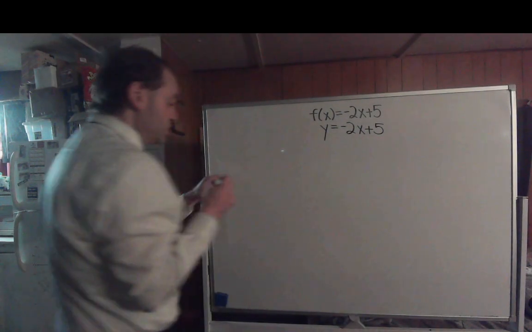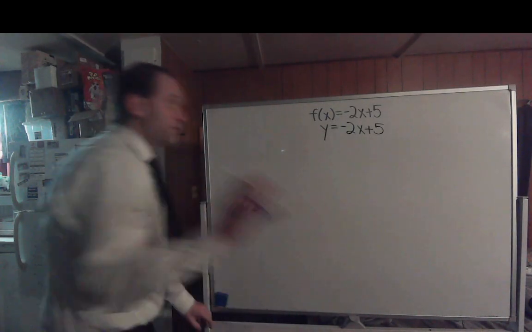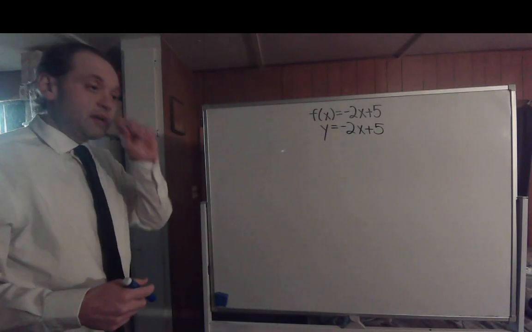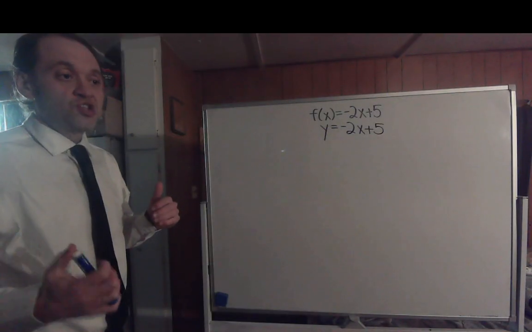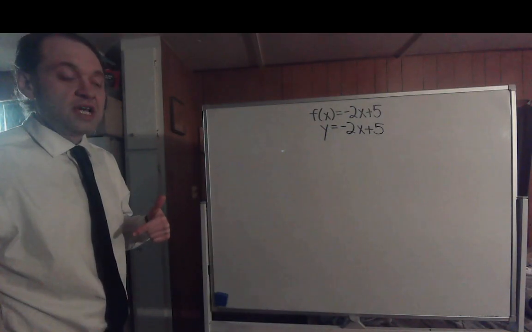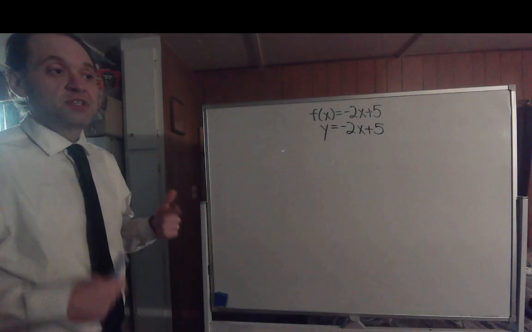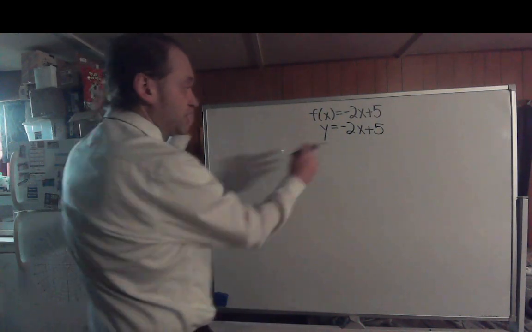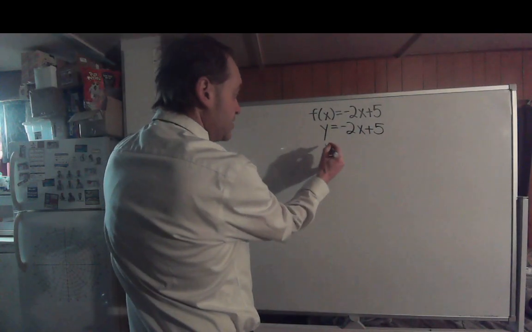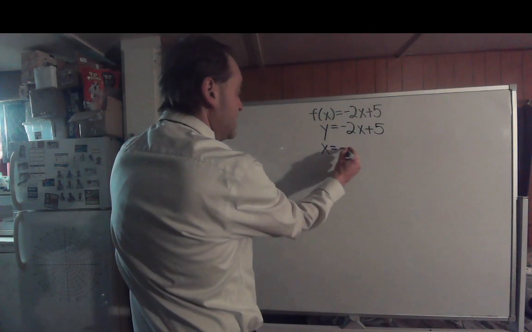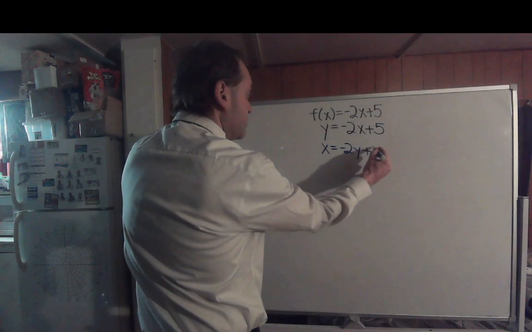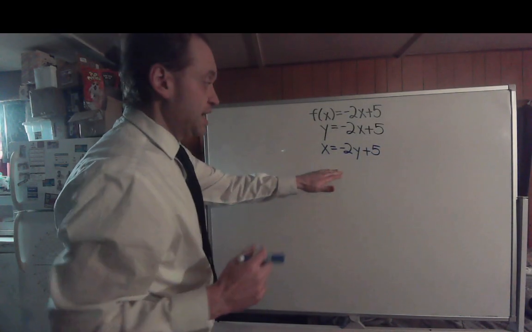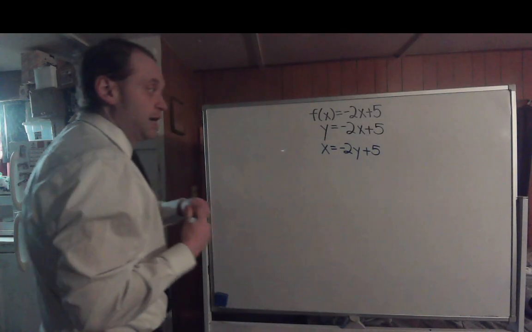Now, what you have to do, if we remember for inverse functions, the domain and the range switch places. That means the domain of the original function becomes the range of the inverse, and the range of the original function becomes the domain of the inverse. What that means is you're going to switch places with x and y. So now you're going to have x equals negative 2y plus 5. We switch places with the x and y, then you just solve for y.